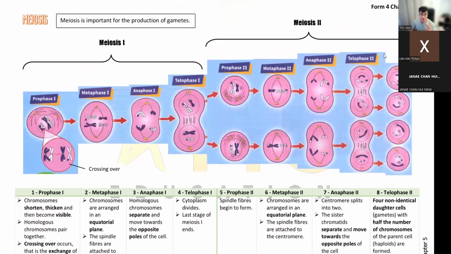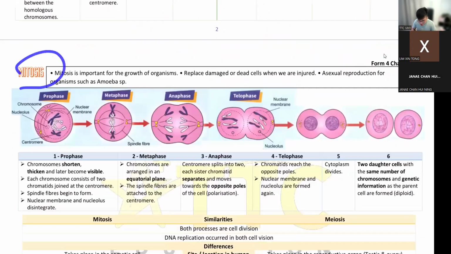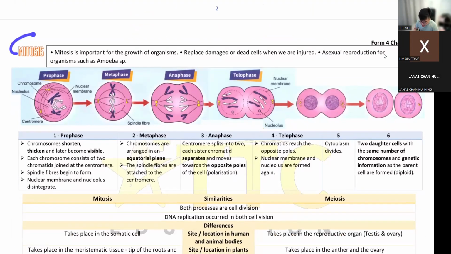Remember, we have two types of cell division. Let me write this here. Two types of cell division: we have mitosis and we have meiosis. Remember this? Mitosis is to create the same cell. Let me repeat this, guys, because today we are learning about meiosis, and meiosis is very related to mitosis. Mitosis is to photostat the same cell.